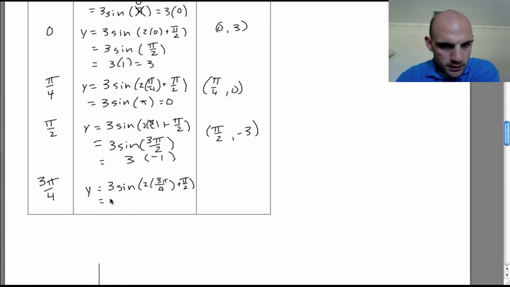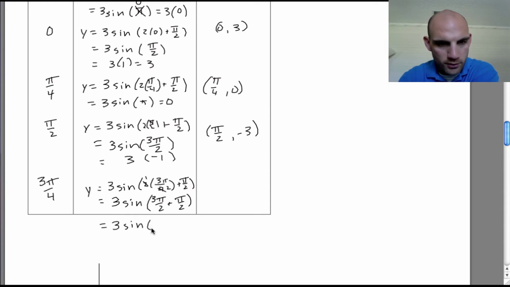Now, a little bit more complex fraction here. Let's see what we've got. 2 times 3 pi over 4. So these 2's are going to cancel, so I'll have 3 pi over 2 because this will go to a 2, this will go to a 1. 3 pi over 2 plus pi over 2. And luckily, it ends up all right for us because 3 pi over 2 plus pi over 2 is going to be 2 pi. And we know that that's going to give us 0 because sine of 2 pi is 0. 3 times 0 is 0. 3 pi over 4, comma, 0.